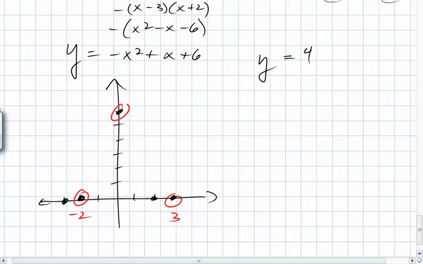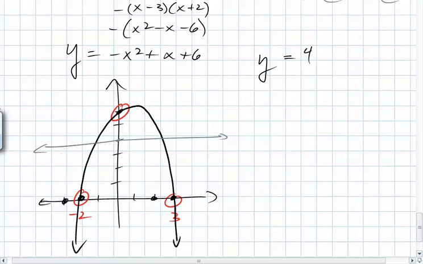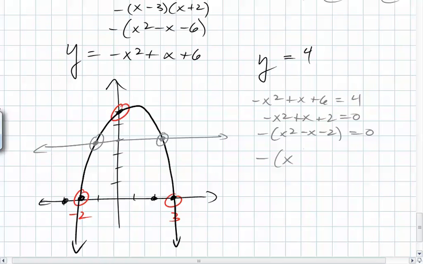So what does this graph look like? It goes up, and it goes down. And what does y equals 4 look like? It's just a straight line right there. So what are 2 points you have to find out? Where they intersect. How do you find out where they intersect? Negative x squared plus x plus 6 is equal to 4. So negative x squared plus x plus 2 equals 0. So negative x squared minus x minus 2 is equal to 0. So negative x plus 1 and x minus 2 equals 0. So x is equal to negative 1 and 2.